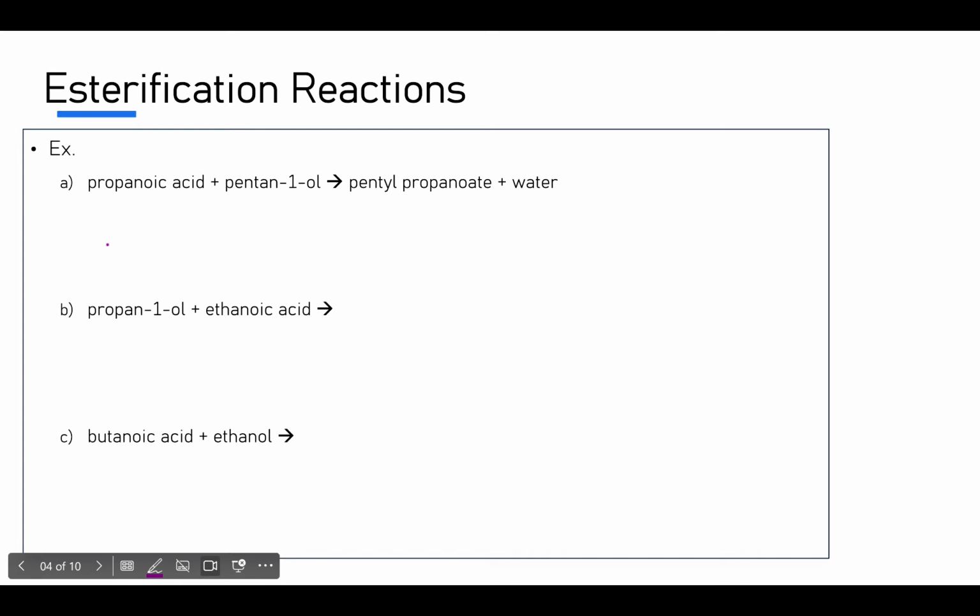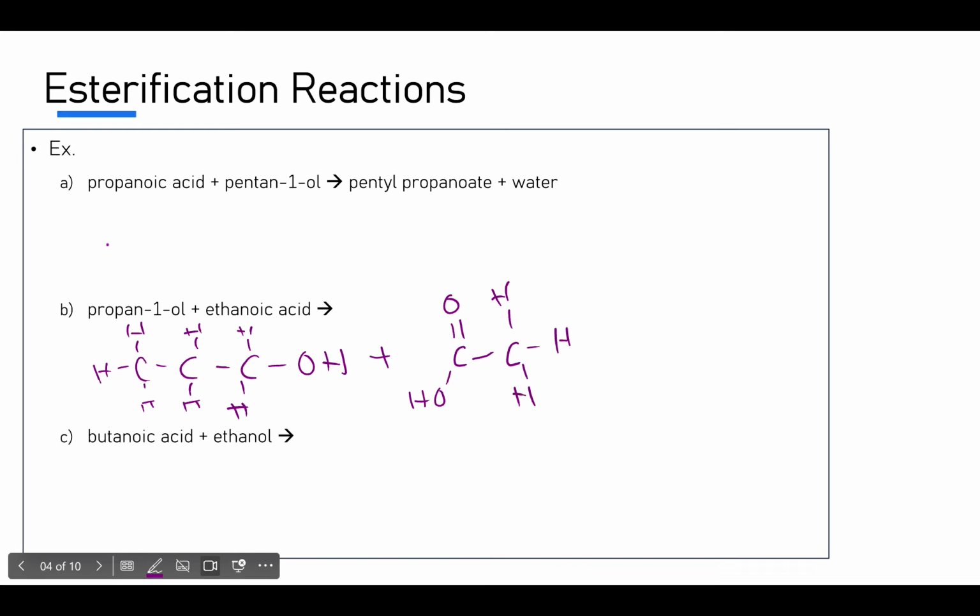So if you have propan-1-ol, that would be having propane, 3 carbons with an OH group on the end, filling in the rest with hydrogens. So just drawing out that alcohol. You're going to add on ethanoic acid. So for ethanoic acid, I'm going to put my carbon on with the double bond oxygen on this side, just so it's a little bit easier to see what's happening. And then ethane means 2 carbons, and this other carbon would have all of your hydrogens.